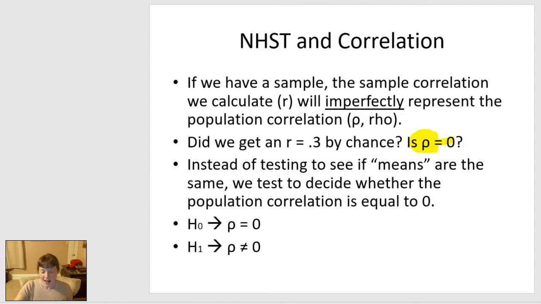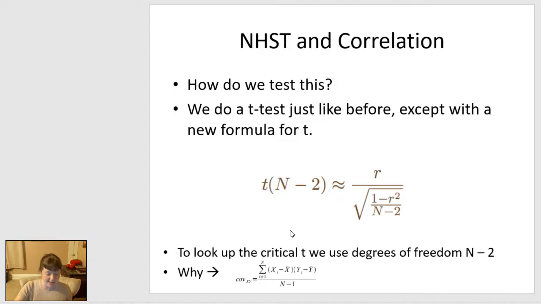And happily, in order to do that, we can just do a t-test where we use n-2 degrees of freedom, where you put the correlation in the numerator, because that's the effect, and this is the standard error down here. This is the standard error for a correlation: 1 minus r squared divided by big N minus 2, and take the square root of the whole thing. And you use n-2 degrees of freedom to look up a critical t.